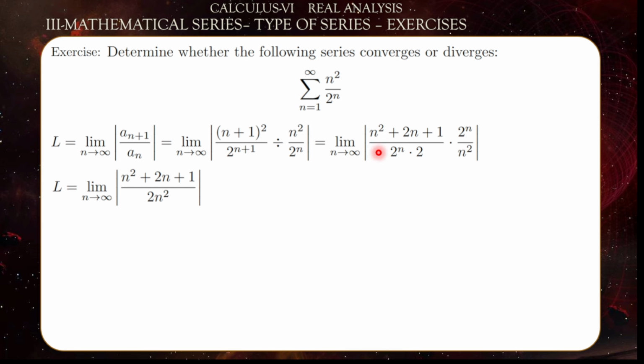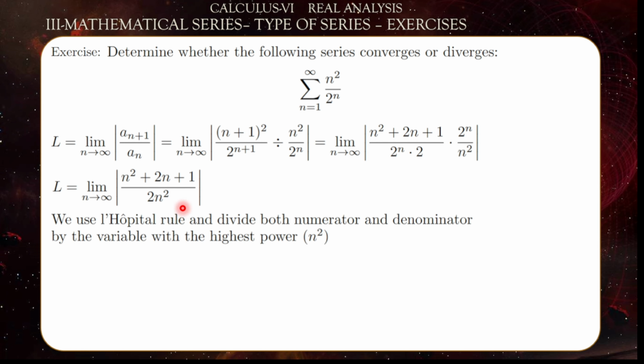Okay, so now you can factor out 2 to the power of n from both the numerator and the denominator. We end up with (n squared plus 2n plus 1) divided by 2n squared. Now, we need to divide both numerator and denominator by the variable with the highest power, which is n squared, because the highest power that you have is power of 2 for the n variable. So you simply divide both numerator and denominator by n squared, or you multiply both of them by 1 over n squared, so that we would not change the value of it. Okay.